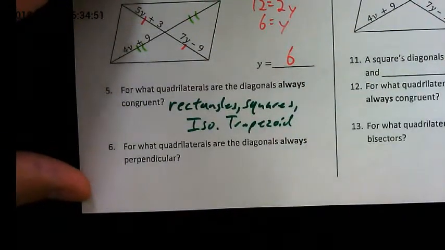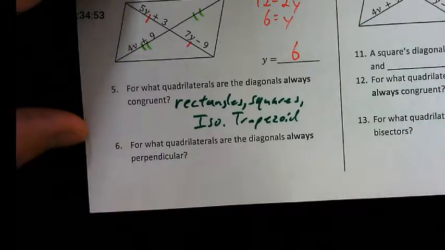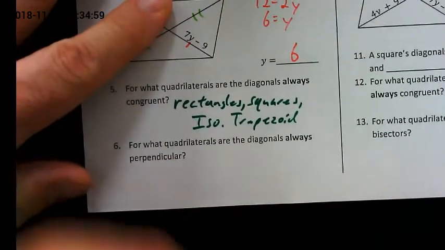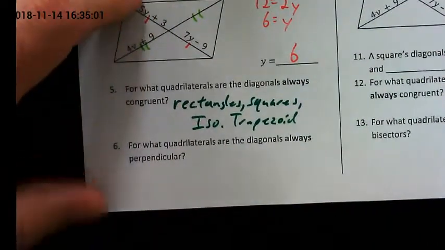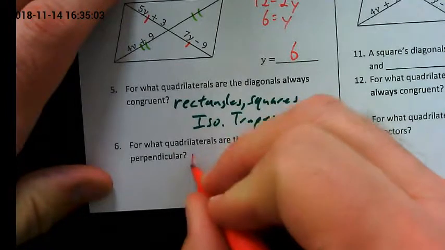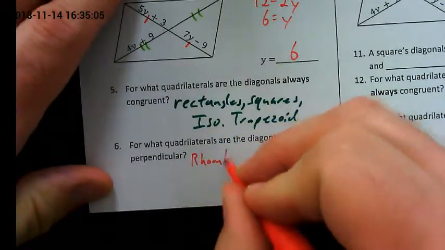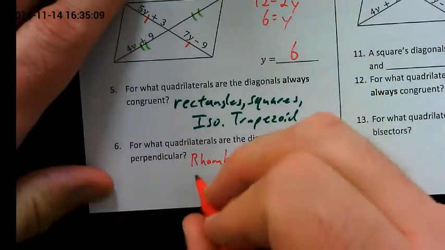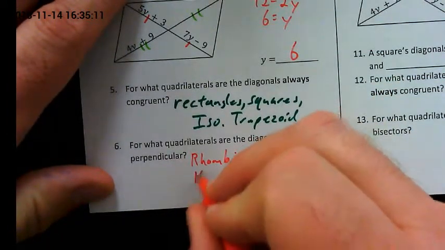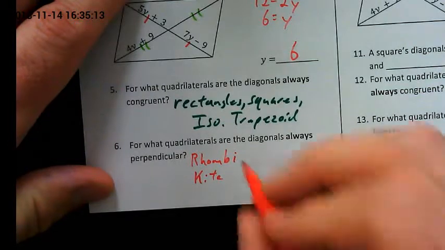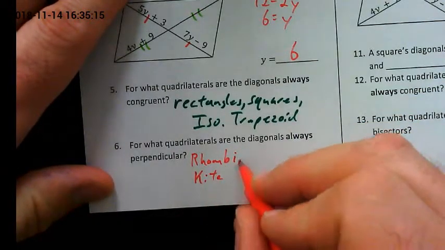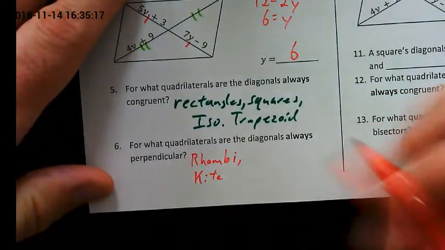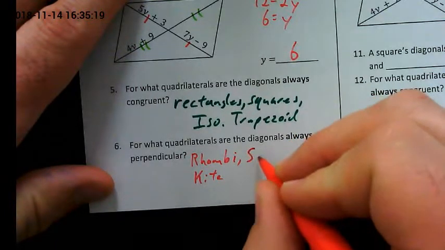All right, let's go on to number 6. For what quadrilaterals are diagonals always perpendicular? All right, rhombus, kite, there's one more. And again, you can say rhombuses or rhombi. Either one's correct. And then you said kite. There's one other one. If you have rhombus, square. Yeah. Because again, square is always a rhombus.